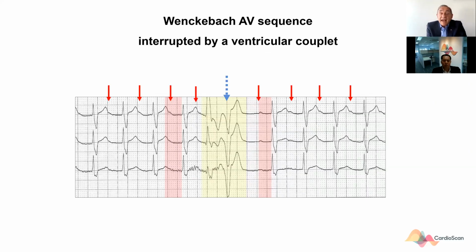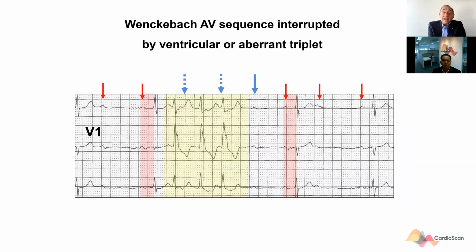What happens when you get a couplet? Well, in this case here, it's a classical Wenckebach sequence, but have a look, there is only 1 drop beat. And then we have a triplet, where now, in this situation, there are 3 drop beats due to the fact that there are 2 within the triplet which cannot conduct because the ventricle is refractory.